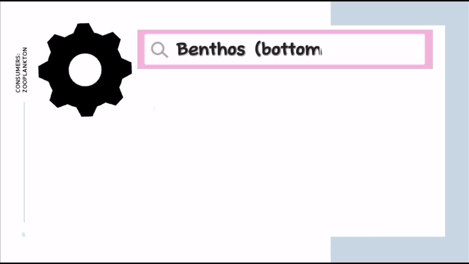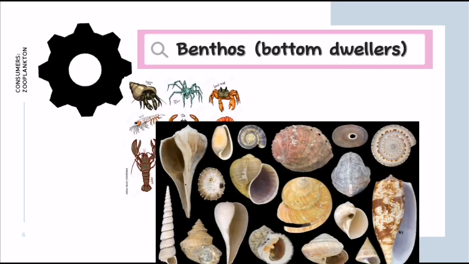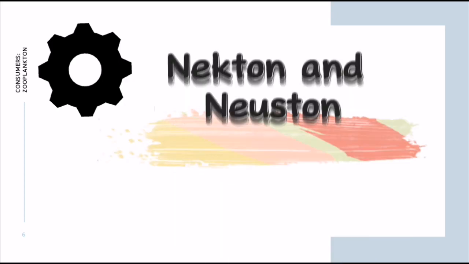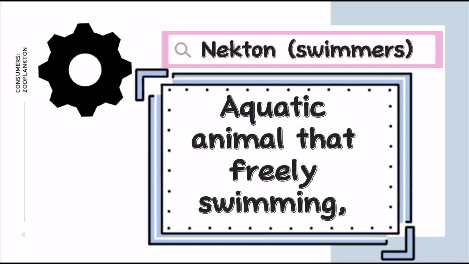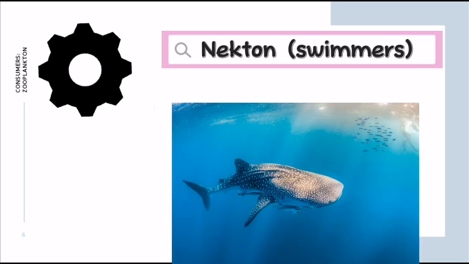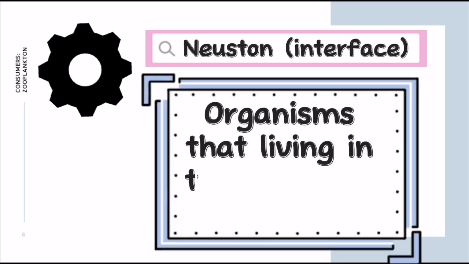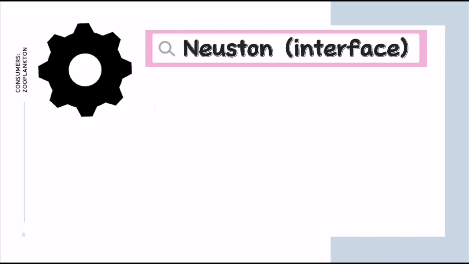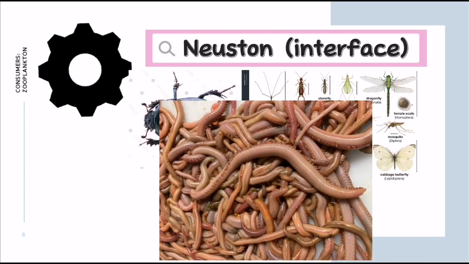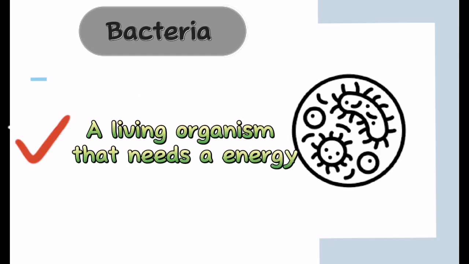Benthos, also known as bottom dwellers. It is an organism living in the bottom area such as barnacles, crustaceans, gastropods, and clams. Nekton and neuston. Nekton, the swimmers, are aquatic animals that swim freely. They are independent animals. Examples of this are the whale shark, turtles, and dolphins. Neuston or interface, the organisms living at the air-water interface. Examples of this are beetles, insects, occasional worms, snails, and larvae. Lastly, bacteria. Bacteria are also considered consumers because they are living organisms that also need energy.